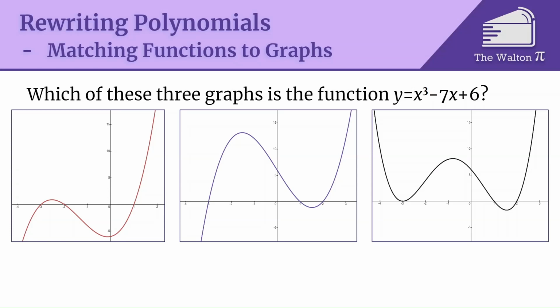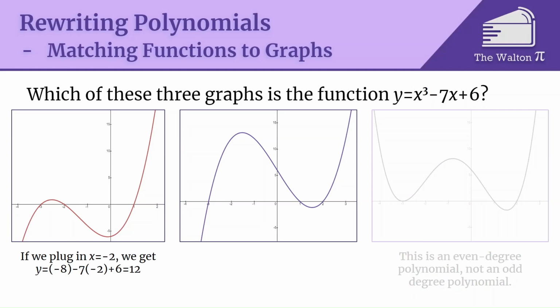Alright, I hope that you were able to try and figure this out. Let's go through this together. So this very last function is an even degree polynomial, because we can tell that the end behavior on both sides is going off to the same thing. Y equals x cubed minus 7x plus 6, that's an odd degree polynomial, sorry. So that means that this is not going to be the correct function.